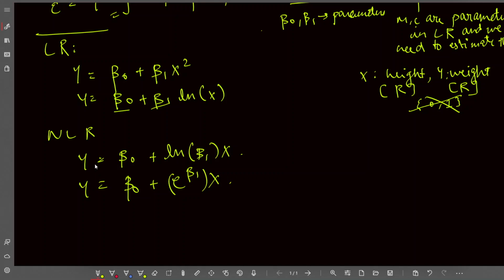Nonlinear relationships can be connected to linear relationships by applying some suitable transformation. So if you want to convert this to a linear relationship, you would have to apply some transformation to get this to the form of beta naught and beta 1. If you do that, you can convert it to a linear regression relationship.